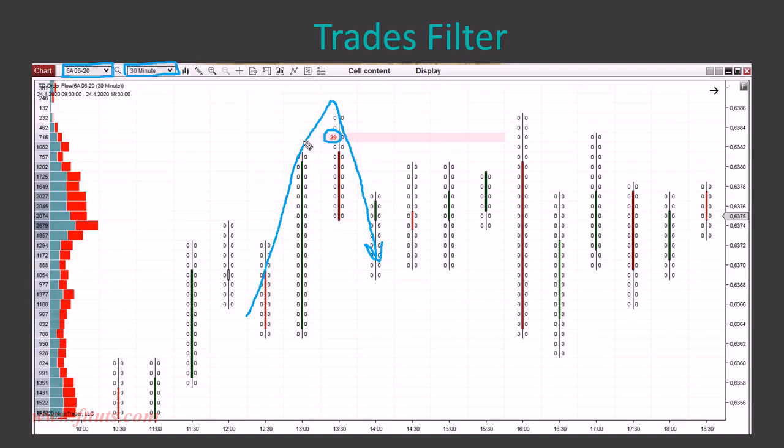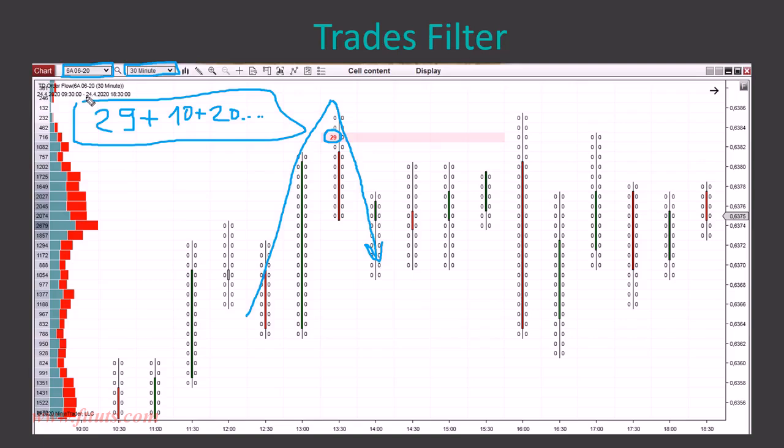Now let me repeat what I already said. It doesn't mean they entered with 29 contracts. What they could have done is enter with an iceberg order. So they, for example, entered 29 contracts, then they entered 10, then 20, and so on. And all this could happen, for example, within 1 or 5 minutes, all right? But we only see this number because of the trades filter.